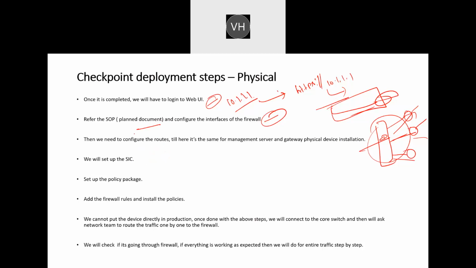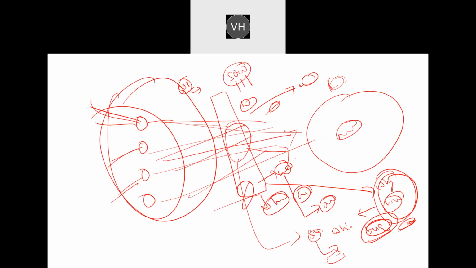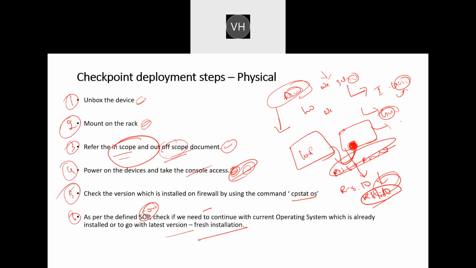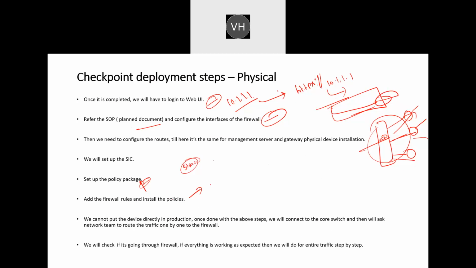And we have to set up the policy package. By default in the management server a standard policy will be there, but we'll configure a new policy package with our requirement, and add the firewall gateway to the policy package. Then we have to add the firewall rules. So here, these many sources are connected behind the firewall, and they'll provide what all traffic needs to go through the firewall. They will provide every piece of information in the in-scope and out-of-scope document. According to that we have to enable the firewall rules, and then we have to install the policy.